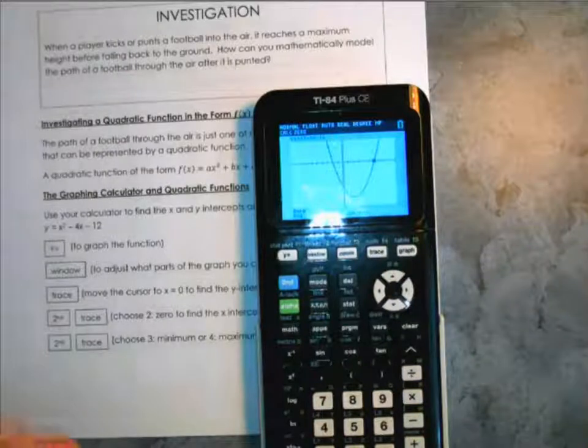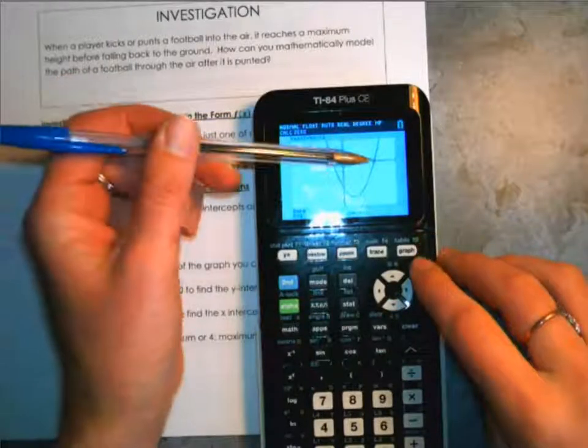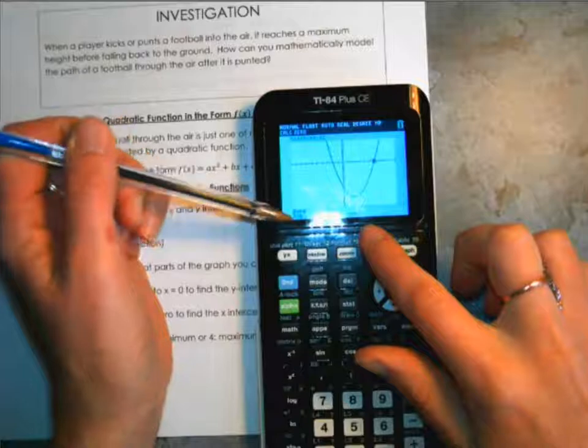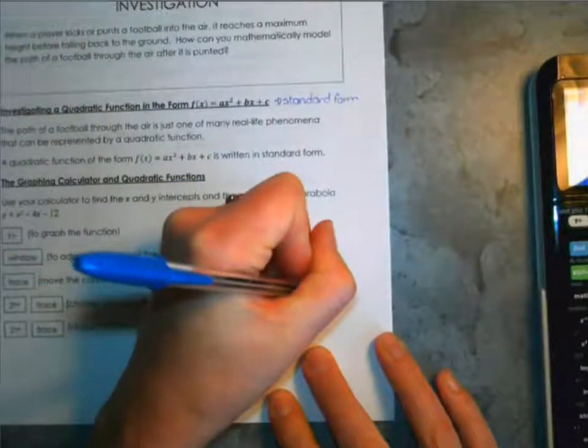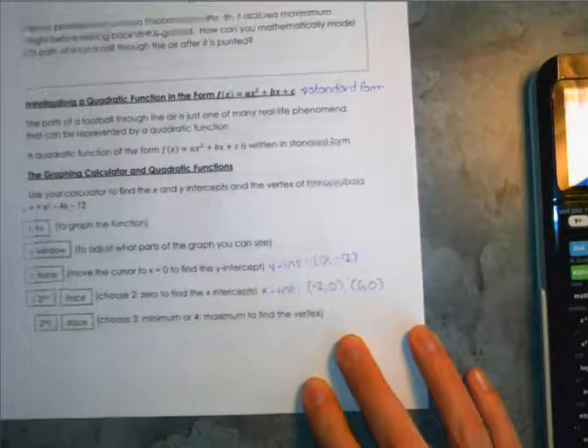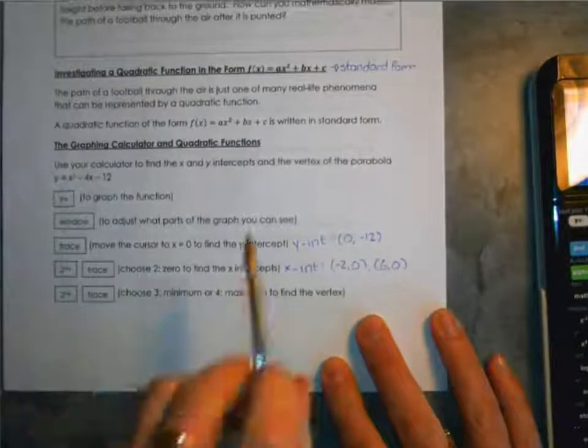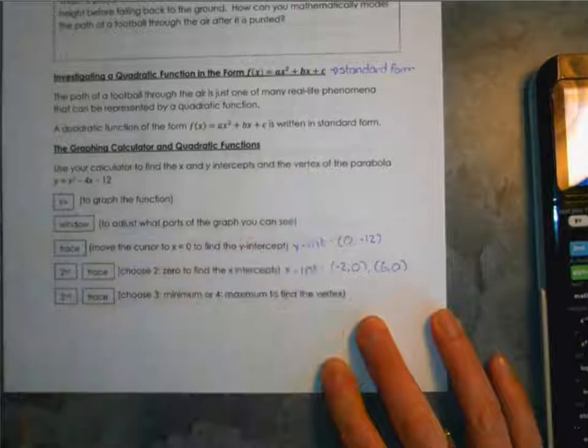I don't know why, but students always seem to forget they have to hit enter that third time. So now it says when x is 6, y is 0. So I have my second intercept. Okay. And then the last thing is we wanted to find the vertex.